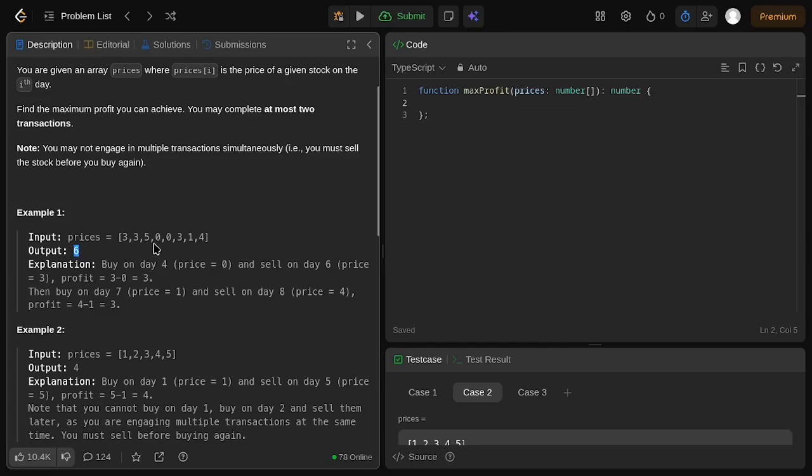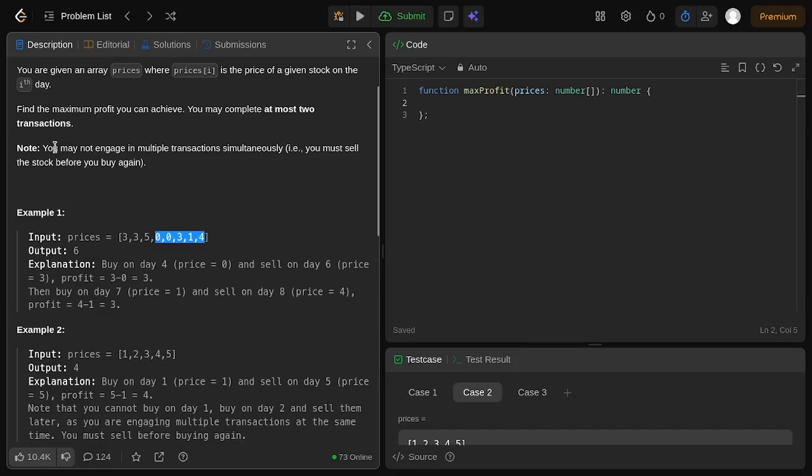And as you may notice, we may want to buy the stock on day 4 right here, which is 0, and then sell the stock on the last day, which has a profit of 4, but then it already covers the whole sequence, so we cannot engage in another transaction. Then we cannot buy in the same range, either 1 and 4, or 3 and 4, or even 0 and 3, because it's already covered before.